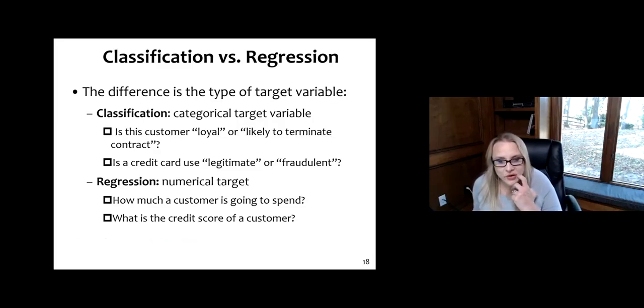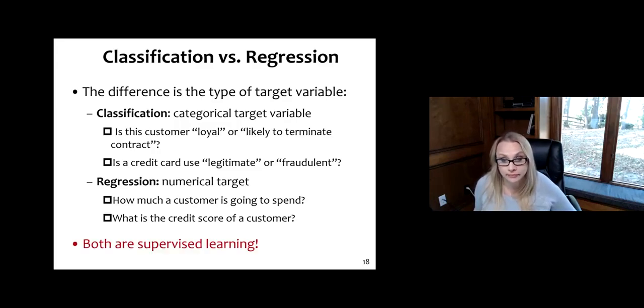Both of these examples are supervised learning because you have a defined outcome that we are trying to predict, a y value, and the predictor variables or attributes are typically labeled as x.